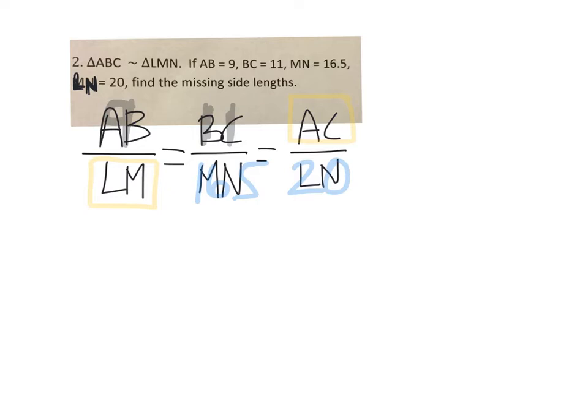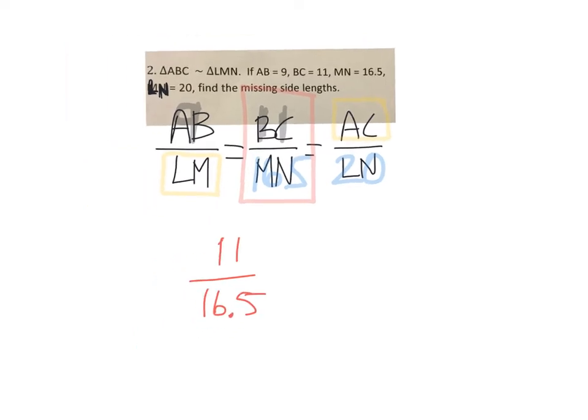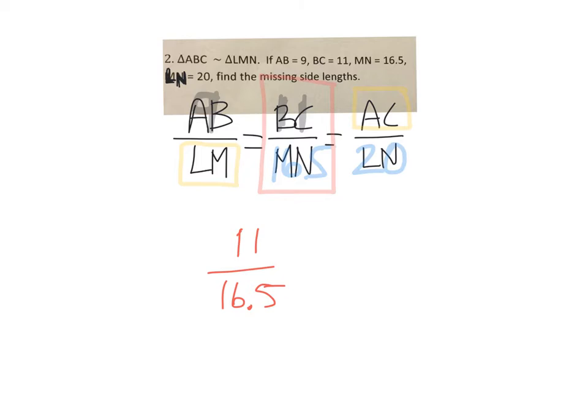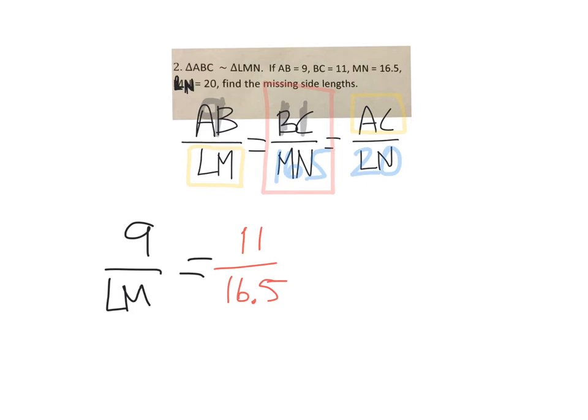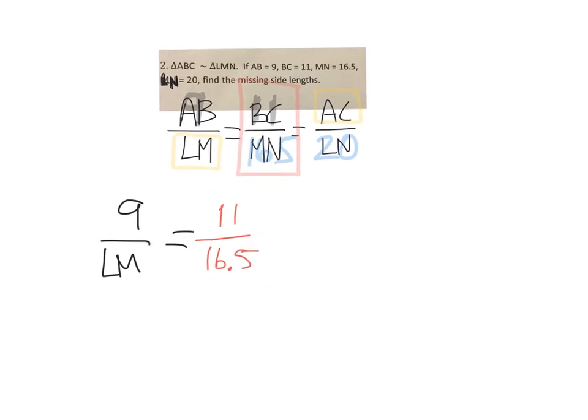So what I'm going to do is use this ratio. I know that's 11 over 16.5. That is my ratio that I know that compares two actual side lengths. So now I'm going to fill in the other ones. We know this equals 9 over LM. Okay, so I'm going to use this ratio to solve for LM.